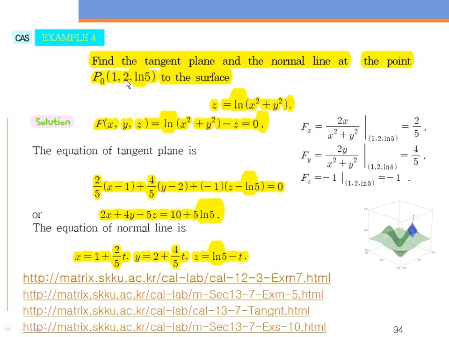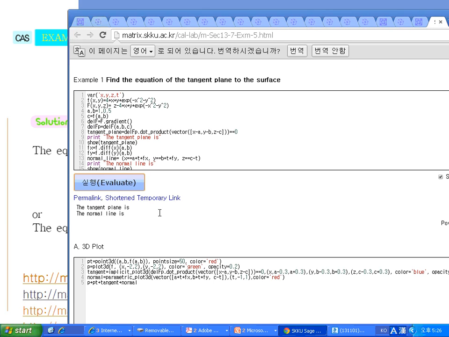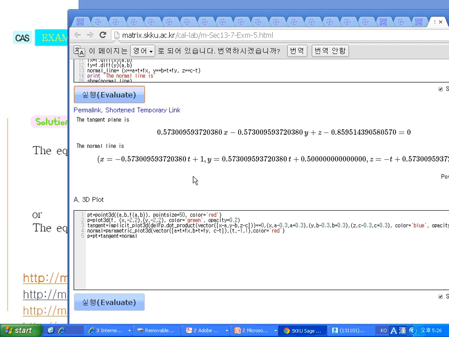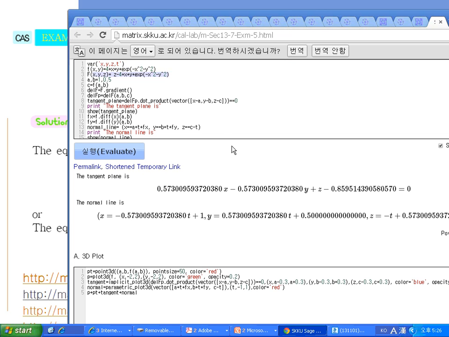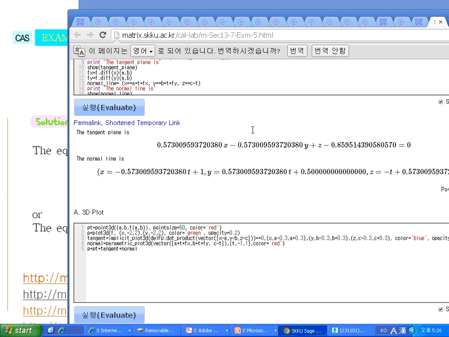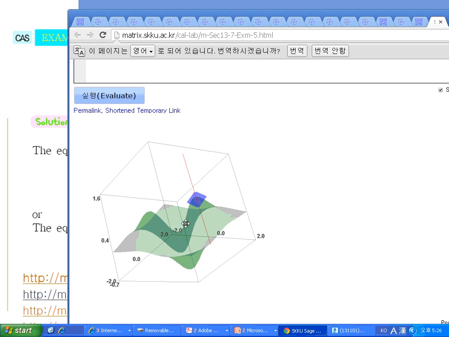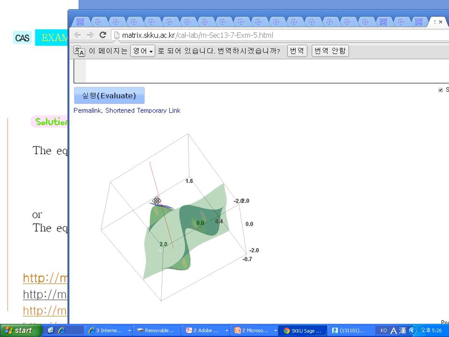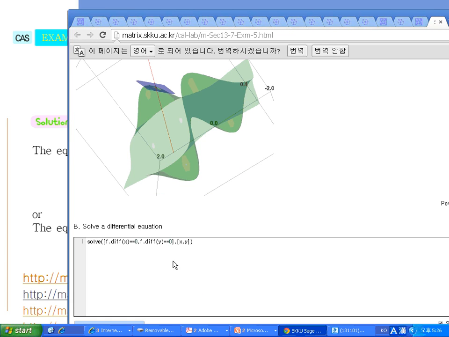This can be examined in this website. The tangent planes can be found for this case. For this example, the tangent plane can be obtained in this way, and the normal line is like this in the parametric equation, and 3D plots are shown in this way. On this surface at this point, the tangent plane can be written in this way, and this line shows the normal line.